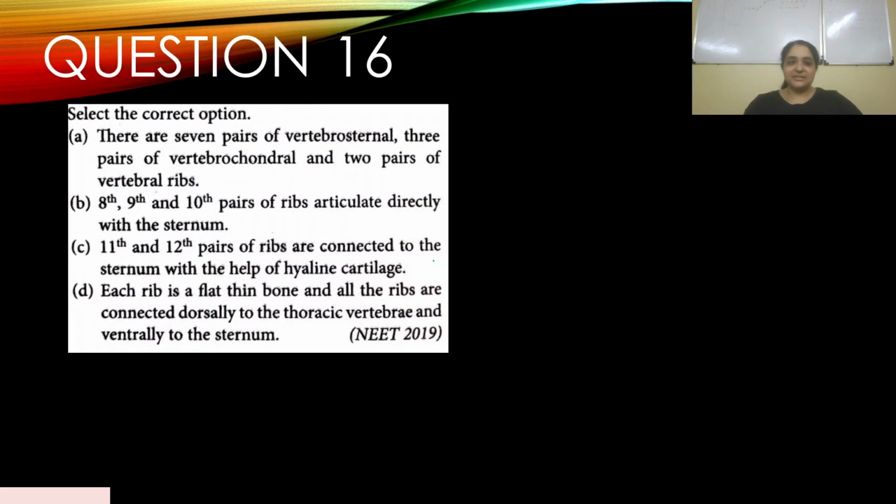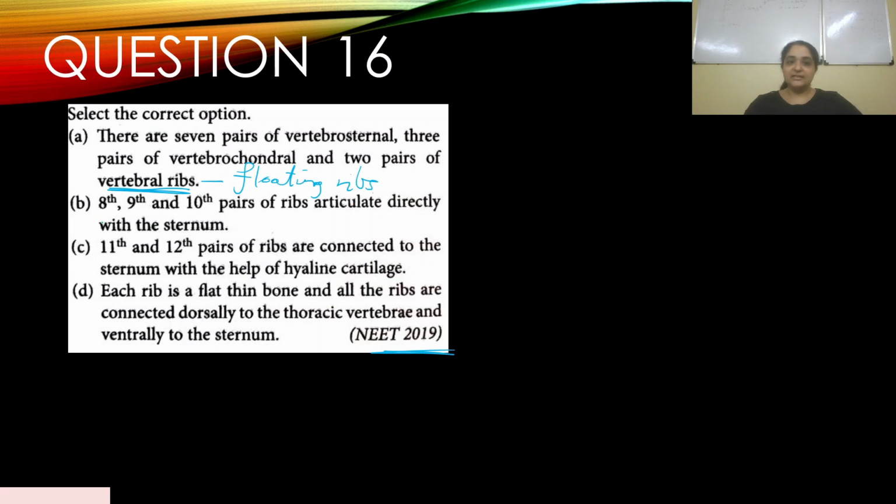Okay, so question number 16. Select the correct option. This appeared in NEET 2019. A. There are 7 pairs of vertebrosternal, 3 pairs of vertebrochondral, and 2 pairs of vertebral ribs. And this is what I was talking about, vertebral ribs. Now, when you see this term, don't get confused. These are actually floating ribs.